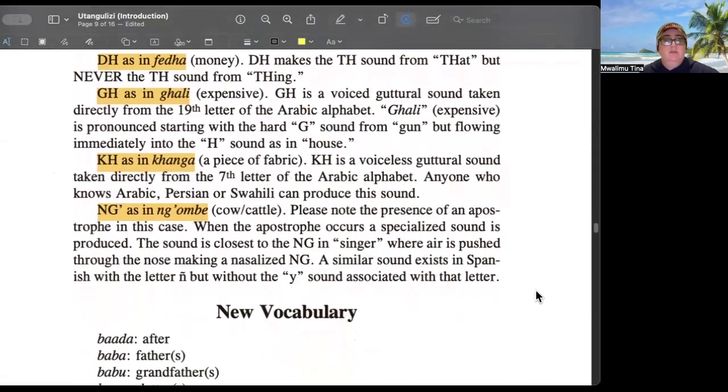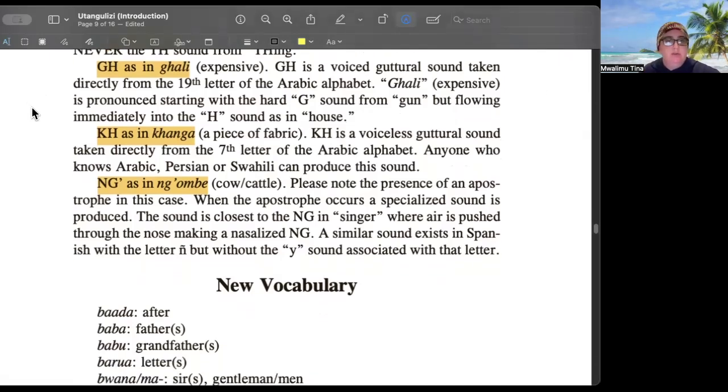As we discussed above, let's review the DH sound. It is like the voiced TH in English, like that, not like thing, which is unvoiced. The. For example, feather, feather. But don't be surprised if you hear feather, feather.